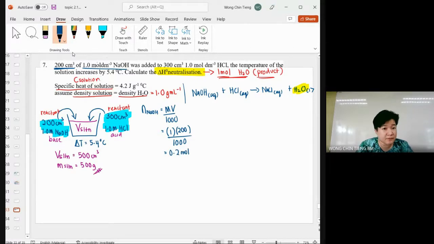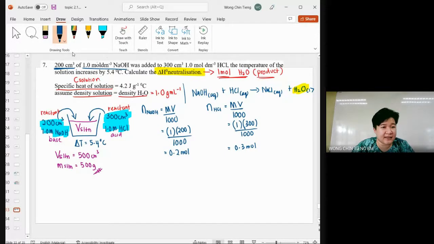Betul kah? Lau, thank you. Okay, next number of mole adalah number of mole of hydrochloric acid. Sama, kita masih akan guna MV/1000. The molarity that I have over here is still 1. Volume adalah 300 divided by 1000. So you're getting 0.3 mole. You got the number of mole already.